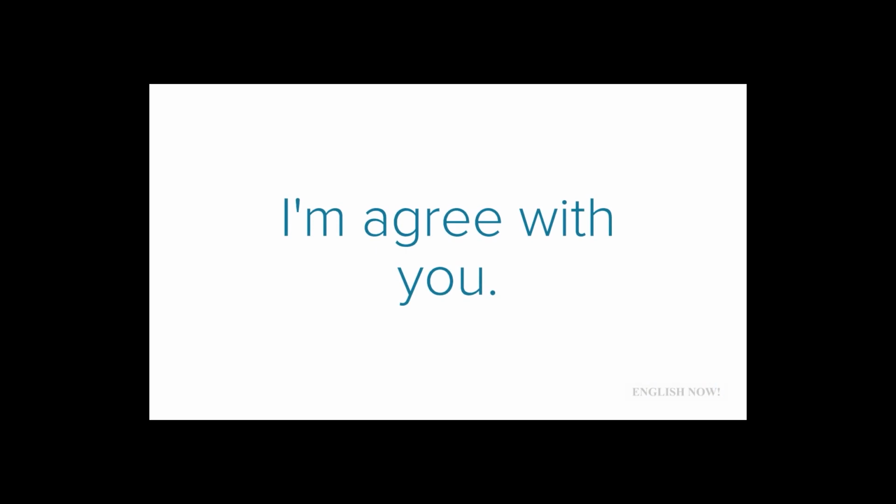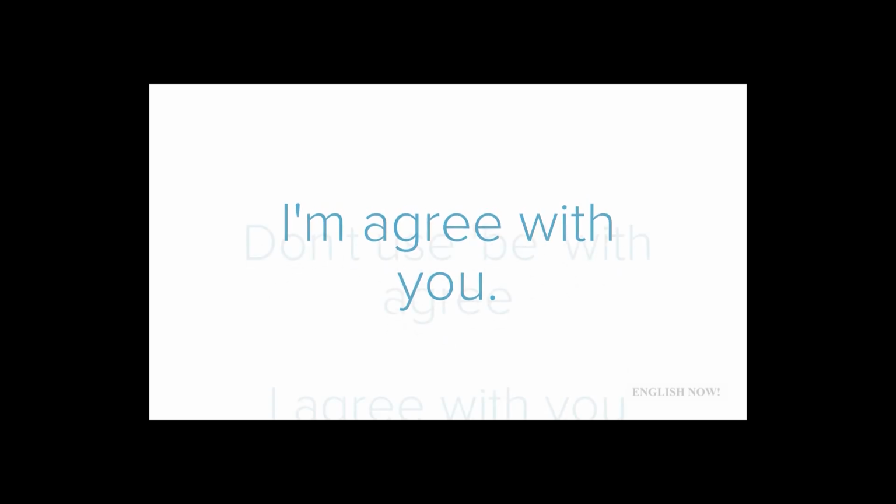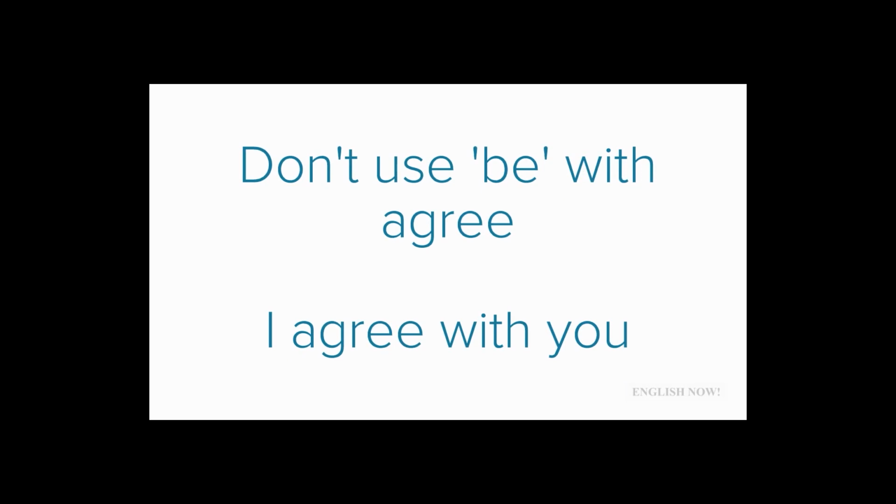The next sentence is, I'm agree with you. What do you think the problem is here? And here's the correct sentence, I agree with you. The problem here is that the student tried to use be with the verb agree. Now in many languages you have to do that, but not in English. So the rule here is don't use be with agree in present simple. So it's I agree with you, not I'm agree with you.